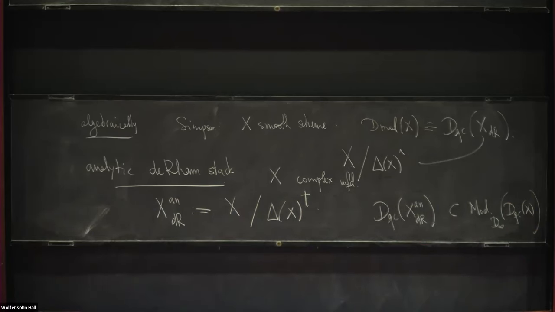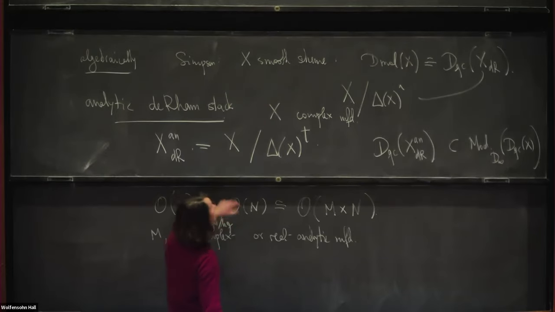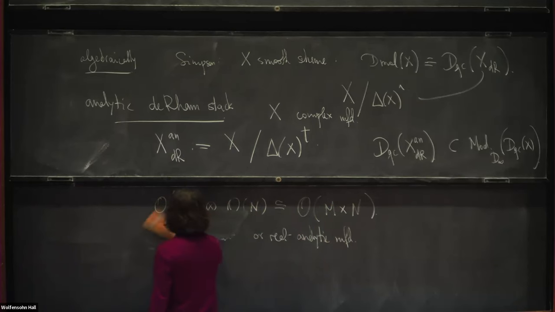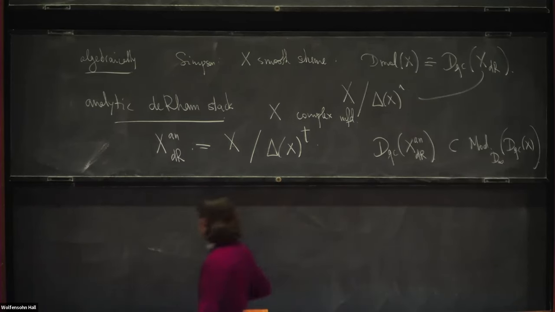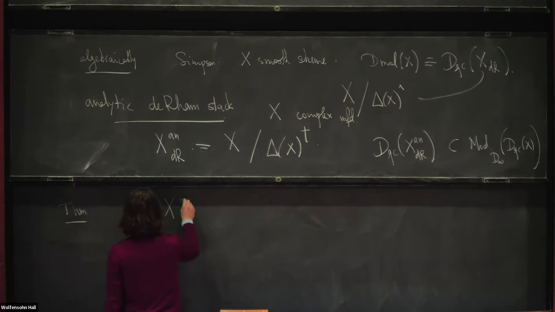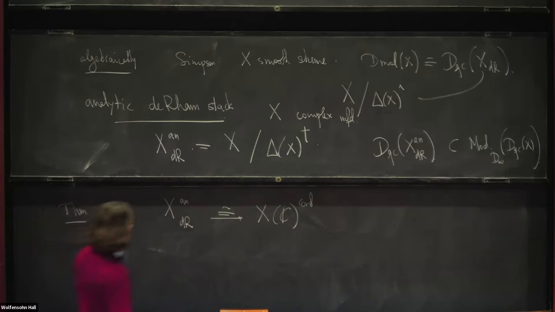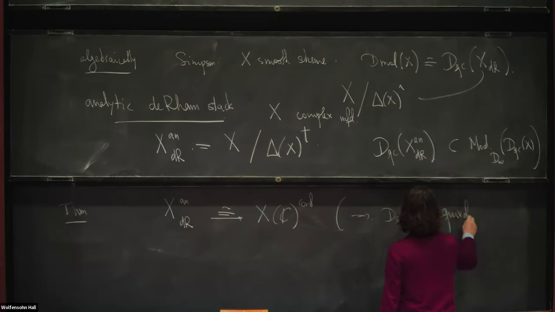So there are some kind of D-infinity modules. All right, so there is one stack where the quasi-coherent sheaves are just the Betti sheaves. And there is another stack where the quasi-coherent sheaves are these analytic D-modules. And now the analytic Riemann-Hilbert theorem is just the theorem that these stacks are actually isomorphic. The analytic de Rham stack is just isomorphic to this X Betti. In particular, the derived categories of quasi-coherent sheaves are equivalent, which gives you this relation between D-modules and Betti sheaves.